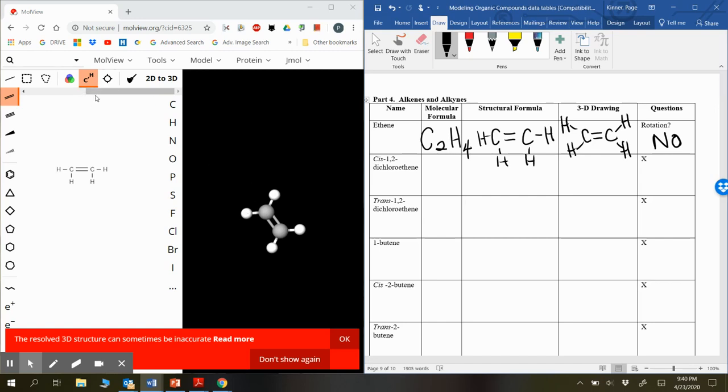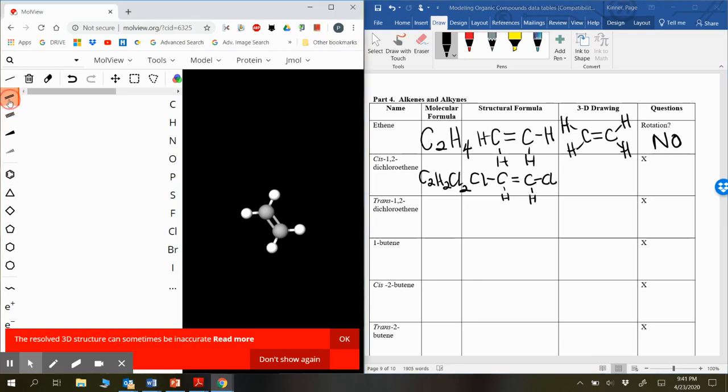So let's do at least one more together. I'm going to get rid of ethene. We're going on to cis-1,2-dichloroethene. So it's still going to be ethene. It's still going to have that C=C double bond, but now there is a chlorine on carbon 1 and a chlorine on carbon 2, and we'll have to fill in with hydrogens. And so if we were writing a molecular formula, it would be C2H2Cl2.